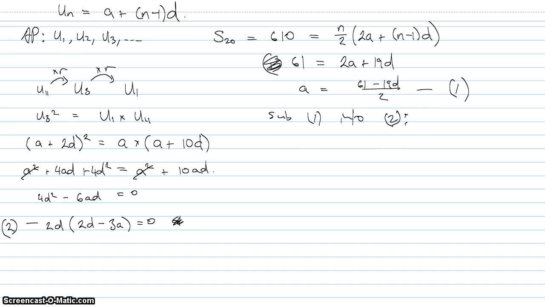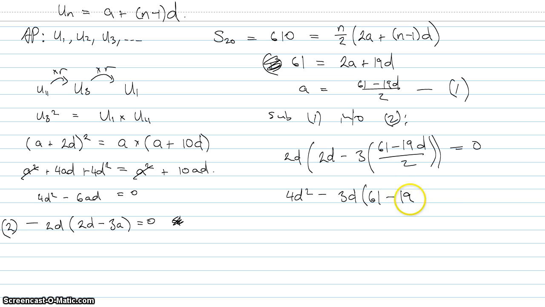And what am I going to get? I'm going to get 2d still on the outside. And I get another (2d minus 3 times (61 minus 19d) over 2). That equals 0. So again, let's rearrange this. I'm going to get 4d squared, take 3d times (61 minus 19d), equals 0.